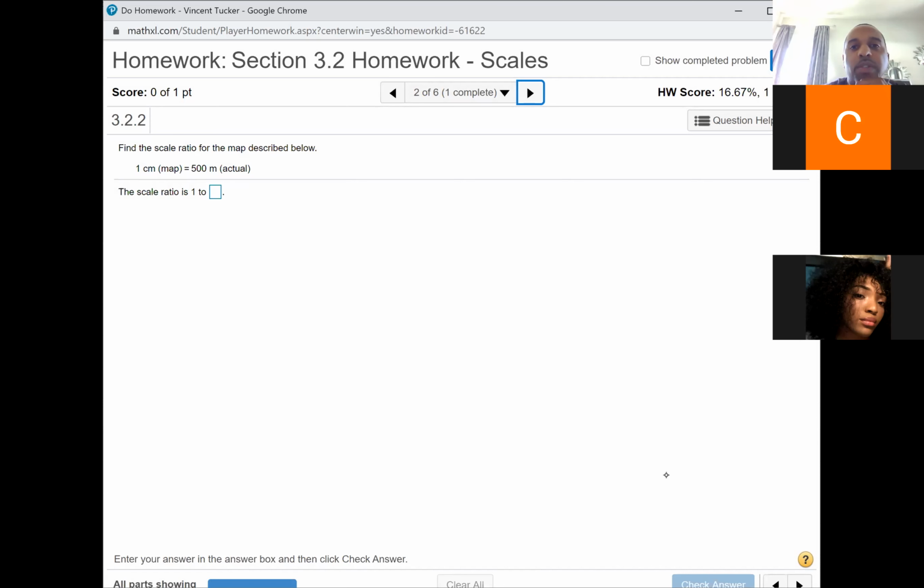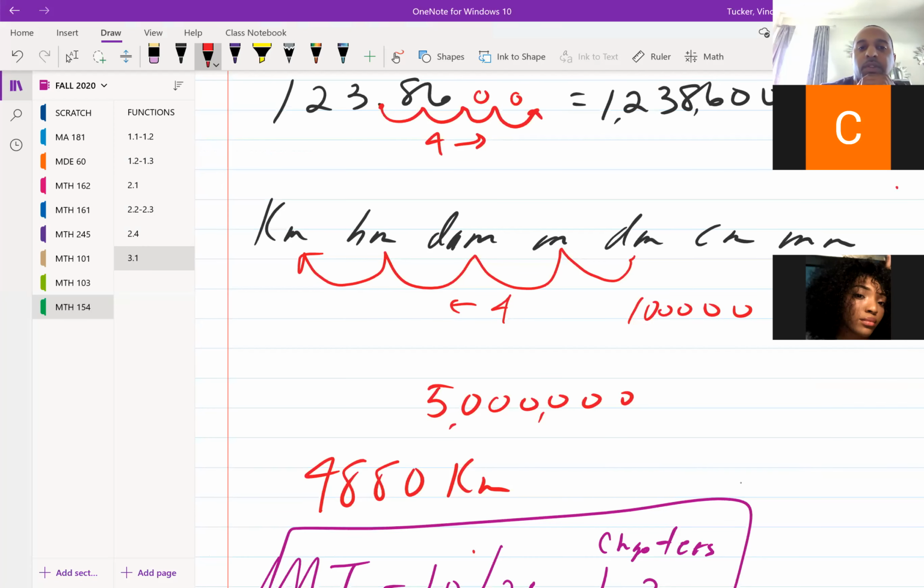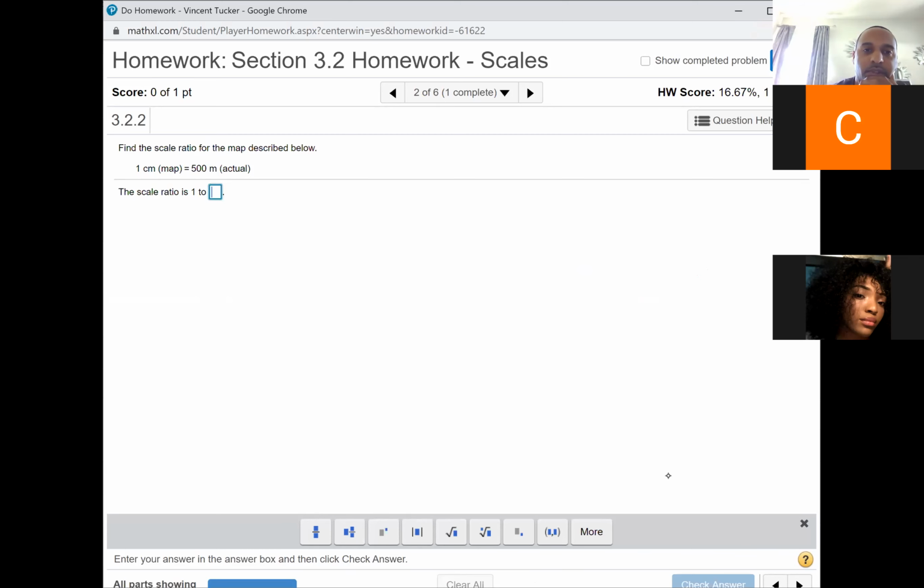Centimeters to meters, same type of deal. Talking about going centimeters to meters, 1, 2. So we're just gonna add 2 zeros to that 500.